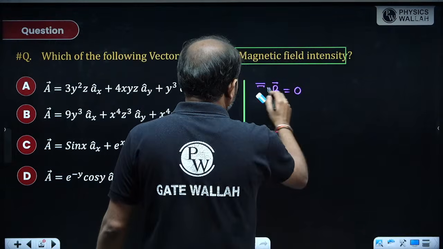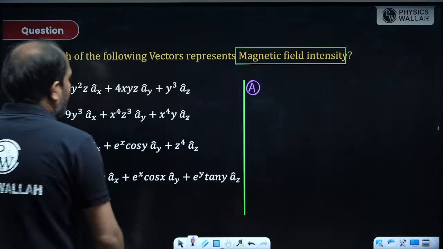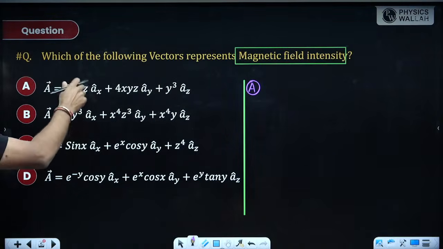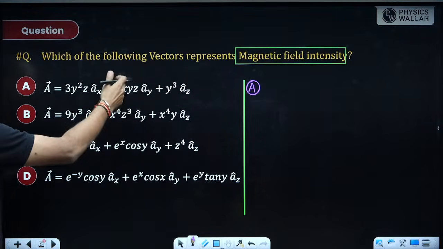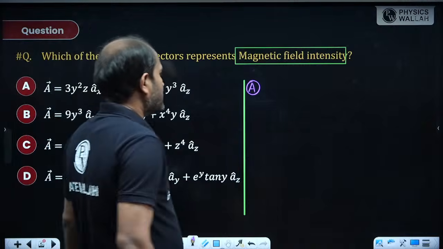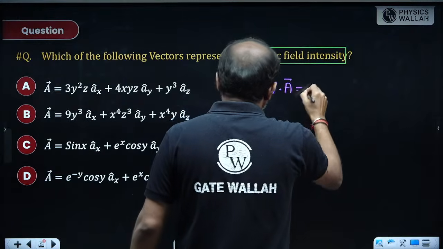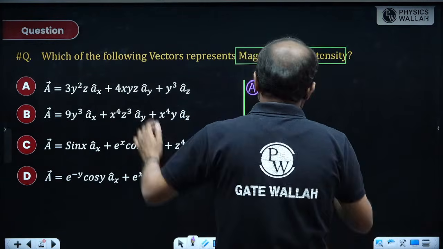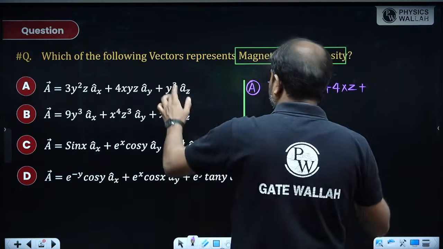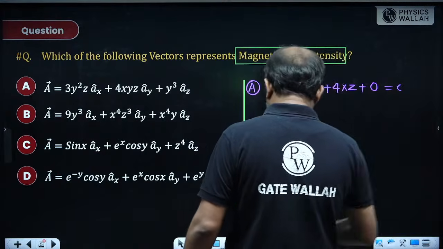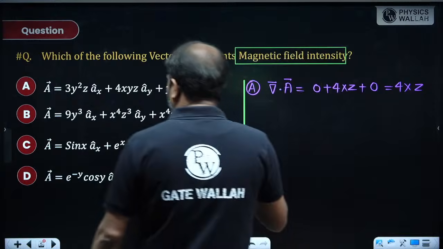First option A: del dot A is equal to 0. So x component is differentiated with respect to x, y component with respect to y, and z component with respect to z. So del dot A is equal to, first one with respect to x 0, with respect to y 4xz, and with respect to z 0, so it will be 4xz. It is not equal to 0, so we can say that it is not valid.